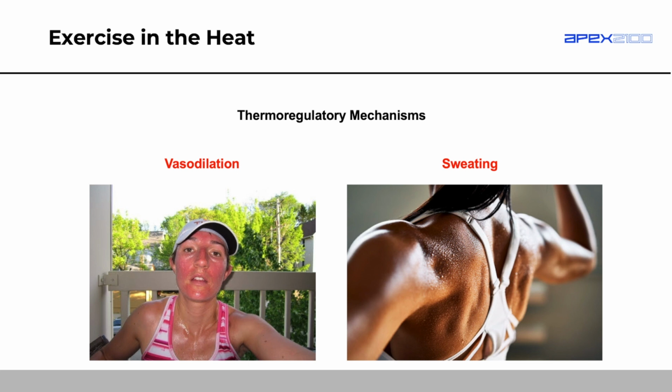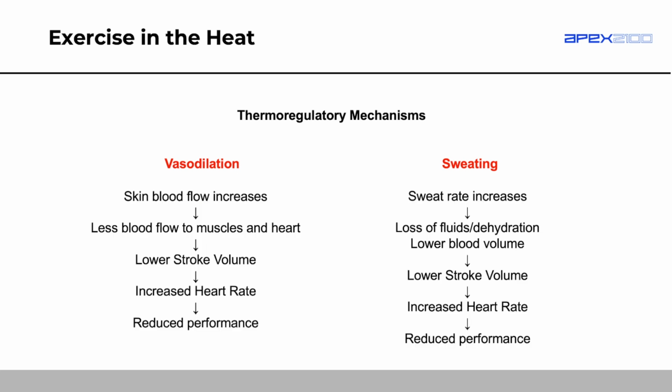And let's have a look at how that actually occurs. With vasodilation, skin blood flow increases. So the blood is going to the skin rather than to the muscles. So we've got less blood flow to the muscles and the heart, which means we're going to have a lower stroke volume because there's not as much blood returning to the heart. So the heart's got less blood to pump out with each beat. Therefore, the heart will increase its rate. So we'll have an increased heart rate, which will reduce our performance.